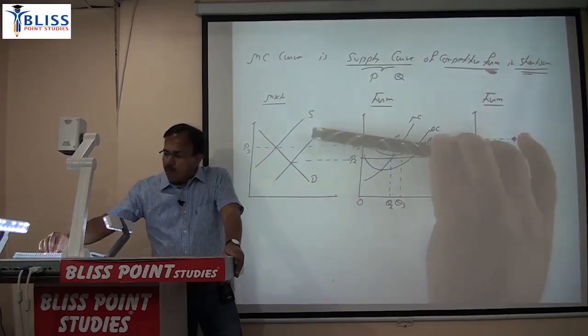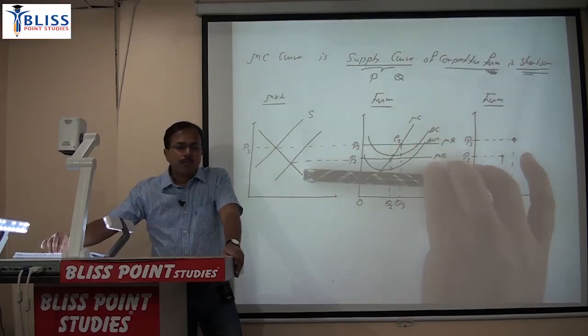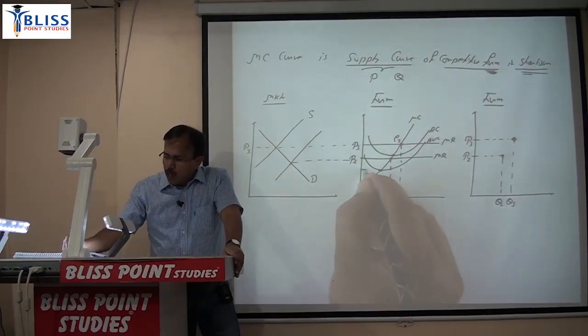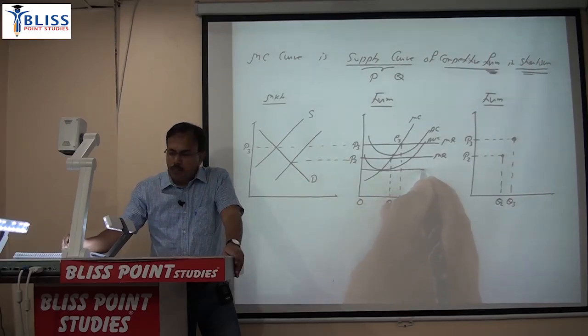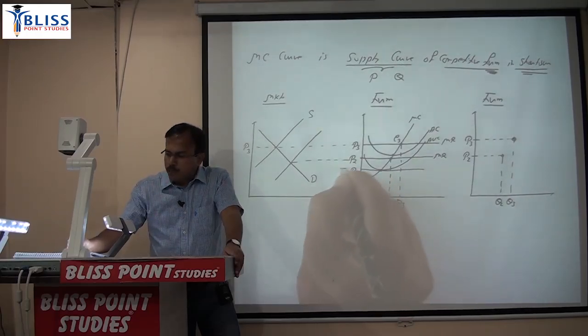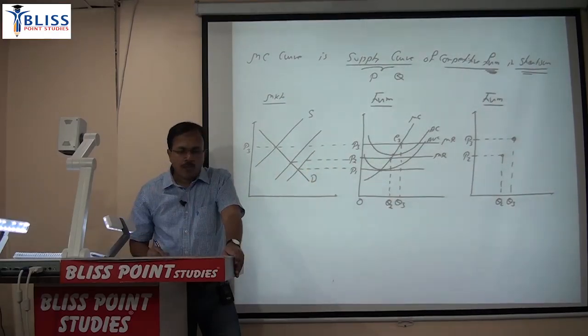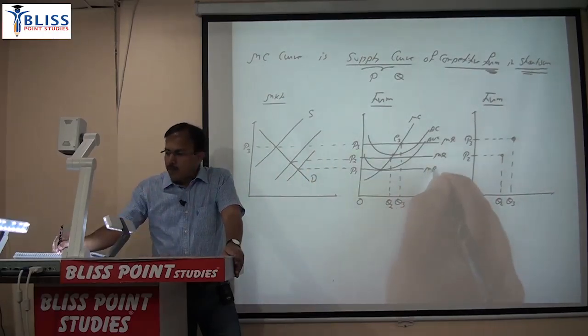But if this price falls below, further below, and it has fallen so much that now it is just tangent to the AVC. So if price is P1, which may happen if supply curve would have been this, then at that price P1 what will happen?